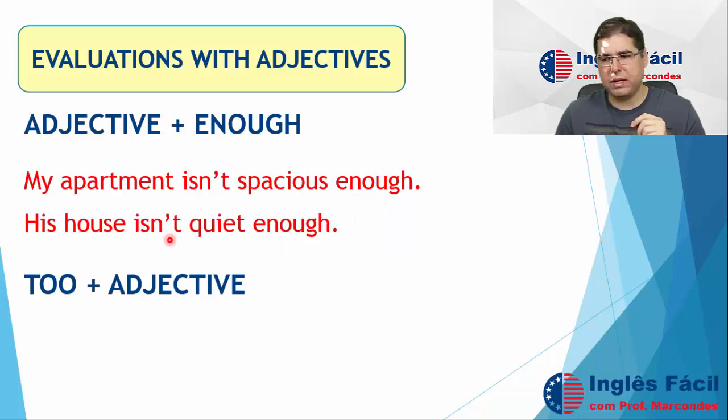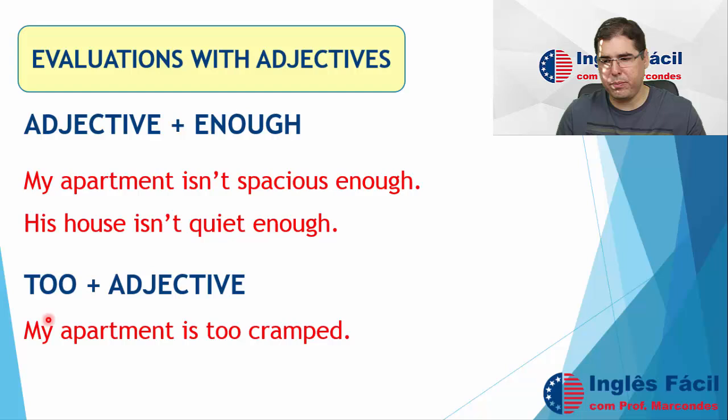Or, his house isn't quiet enough. His house isn't quiet enough. The same, enough after the adjective. We can also say these same sentences using too. Let's see here how to do that. For example, my apartment is too cramped. So you see, these are synonyms. My apartment is too cramped is a synonym with my apartment isn't spacious enough.